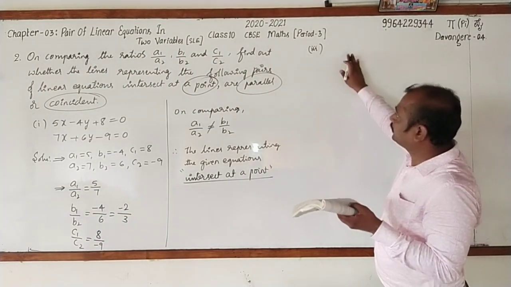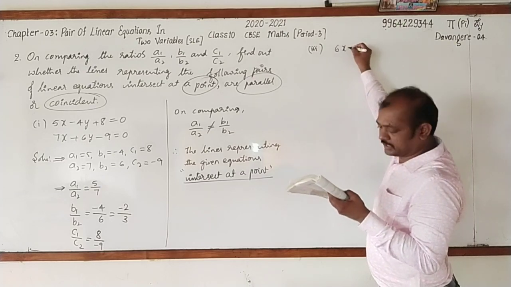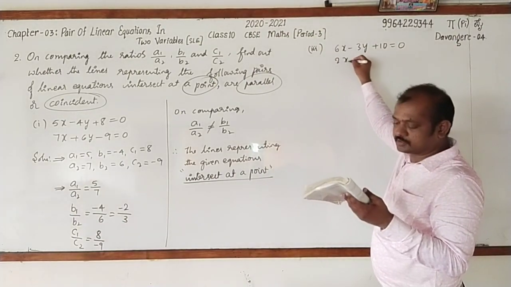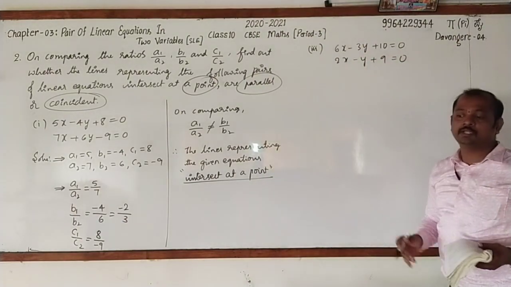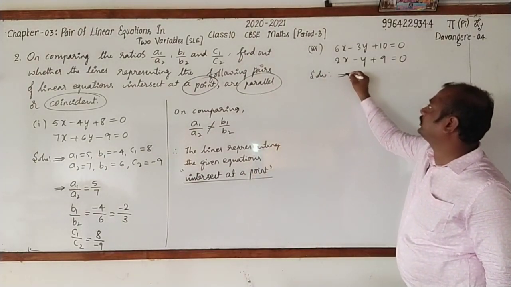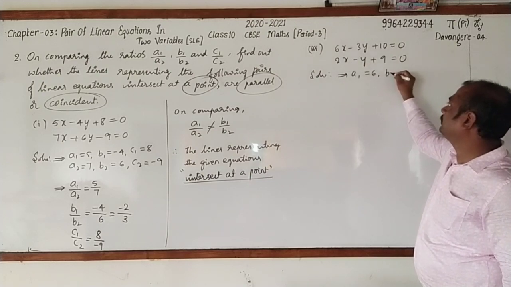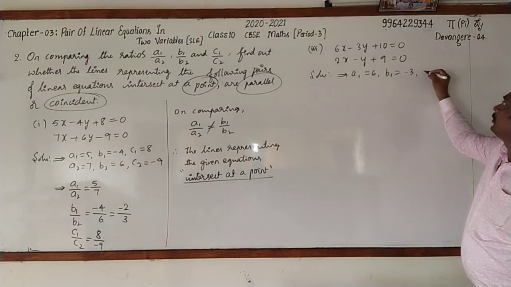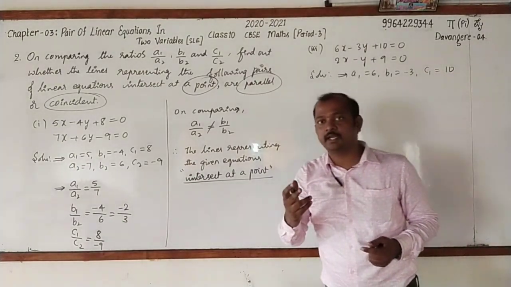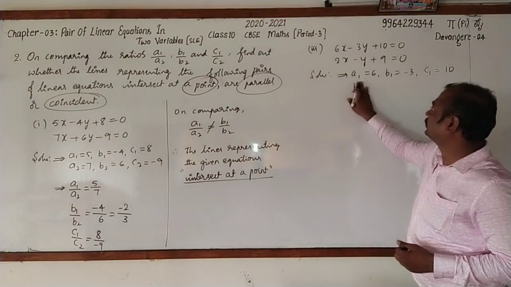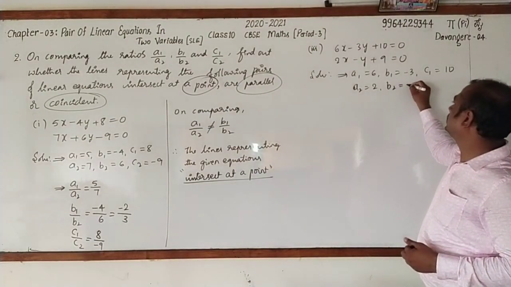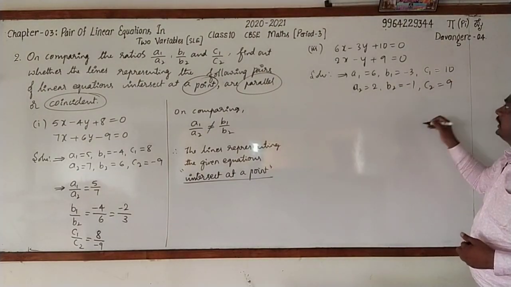Third sub question, I am going to write here only. It is 6x minus 3y plus 10 equal to 0, and the second equation is 2x minus y plus 9 equal to 0. Now, first let us write all the coefficients. A1 is 6, B1 is minus 3. What about C1? It is 10. I have written it directly because the given equations are in standard form. Now, what about A2? This is 2. B2 is minus 1 and C2 is 9.